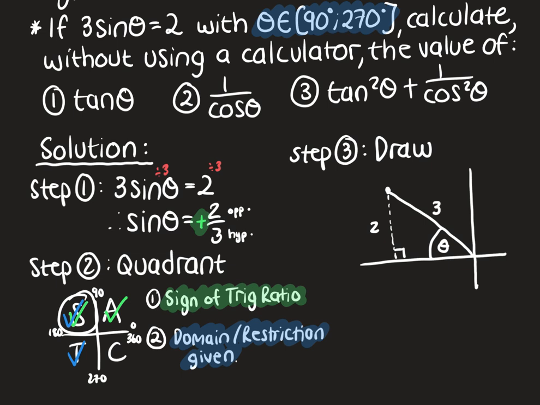The only side that I need to work out now is my adjacent side. And how do we do that? That comes to step 4. Step 4 is Pythagoras.